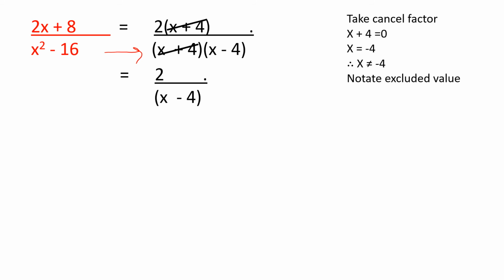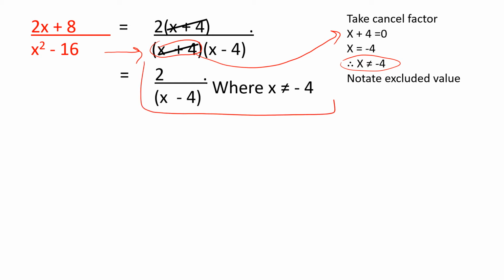The notation is what? Well, this is what we canceled out here in the bottom. We set it equal to 0. We solved for x. So we have to notate that x cannot be -4. So you're going to again say 2 divided by x minus 4, where x cannot equal -4. Again, this is your final answer.